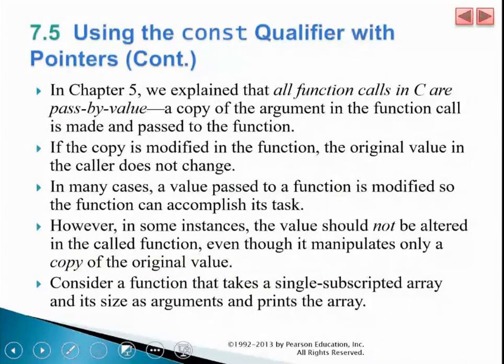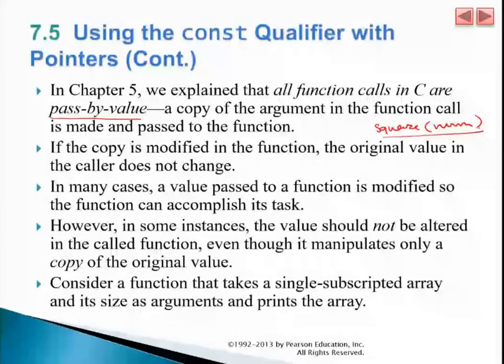By default, you know that all the function calls that we have seen till now, whenever we pass a value, or whenever we pass an argument to the function call, it is by default passed by value. Except array, everything is passed by value. So whenever we call our square function, we just call square of this number, and by default this is passed by value. Now if the copy is modified in the function, the original value in the caller does not change. This is what pass by value means.